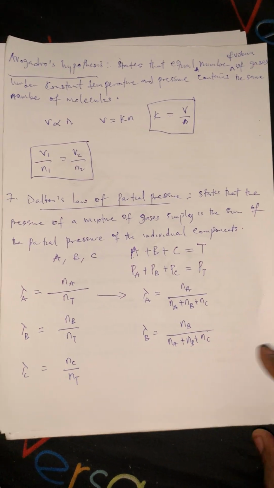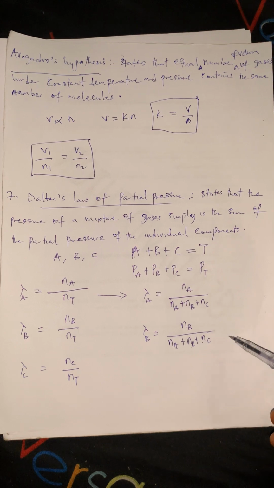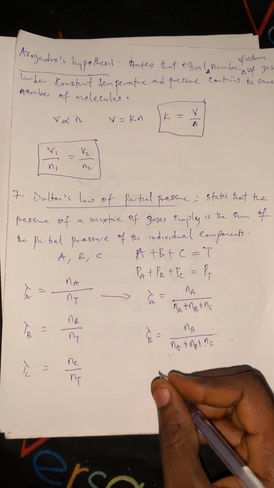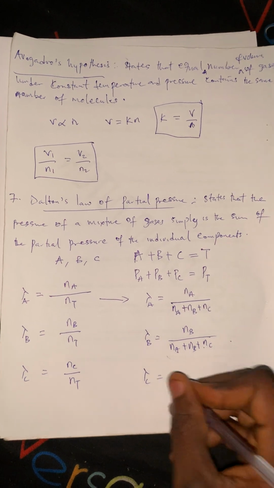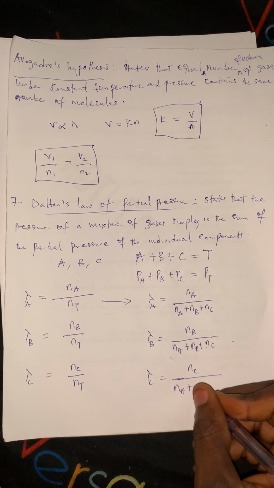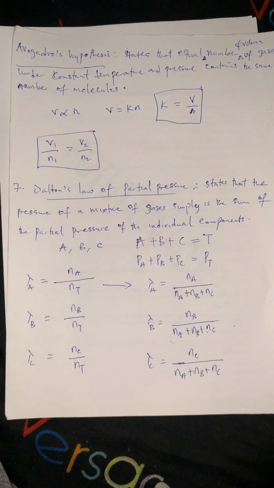So if you have 4 substances in the reaction, maybe you have substance A, substance B, substance C, even if you have up to D, the total will be at the denominator. So the mole fraction of C will be equal to the number of moles of C over the number of moles of A plus number of moles of B plus number of moles of C. So this is how to do the mole fraction.